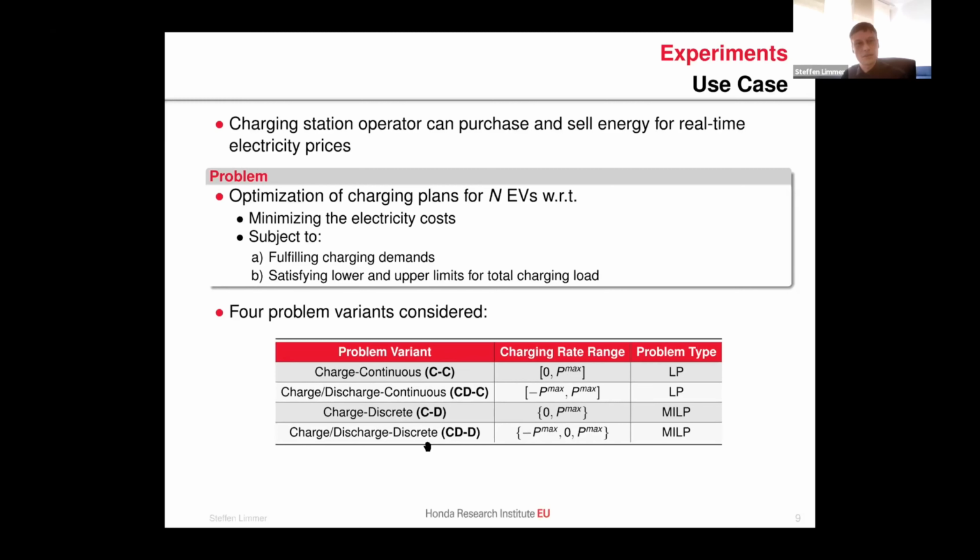And in the last variant, EVs can also discharge and the charging power can be set to maximum discharging, 0, and maximum charging. The first 2 variants are purely continuous, while the second 2 variants contain integer variables. That's why the first 2 variants are easier to solve than the second 2. And the hardest variant is the last one, with charging, discharging, and discrete modulation.